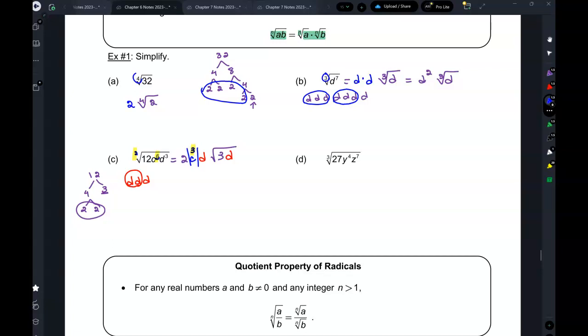First, let's tackle the 27. Okay, so 27, 9 times 3, 3, 3. This is a cube root, so I can group them into groups of 3. All those come out as a single 3.